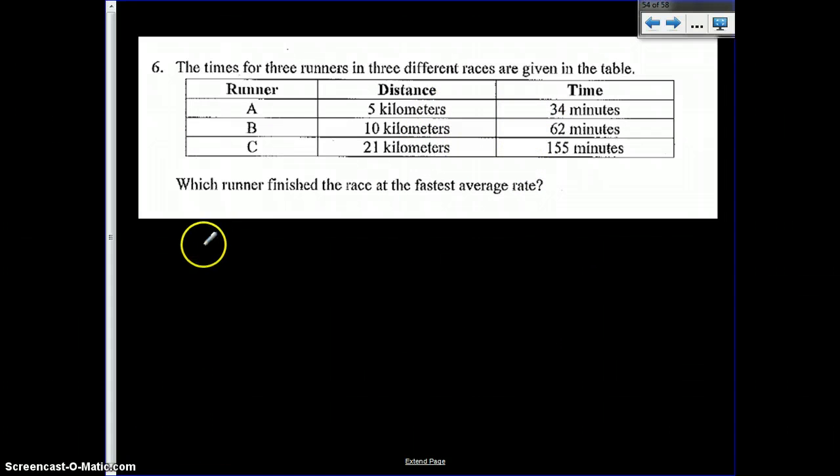So let's go ahead and find our unit rate. So we're going to keep it organized. A, B, C. So there's the 3 runners. Now runner A.